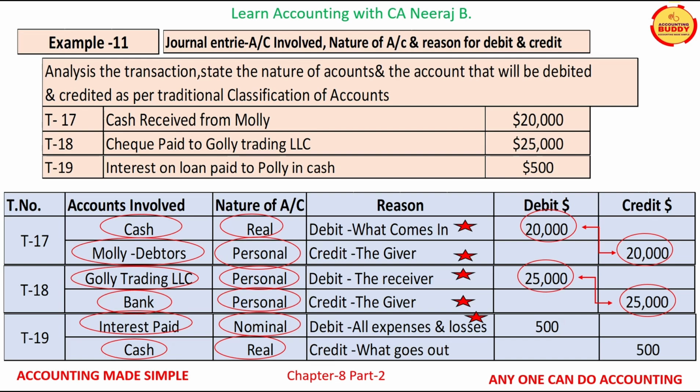Cash is a real account and the rule for crediting a real account is credit what goes out. Therefore, this business transaction is recorded for $500 by debiting interest paid account and crediting cash account.